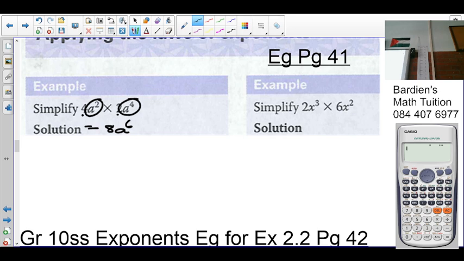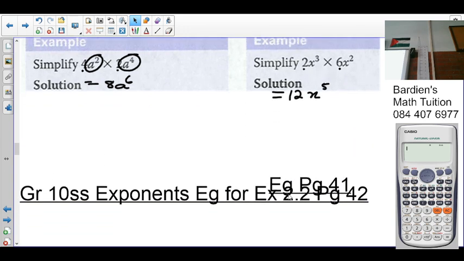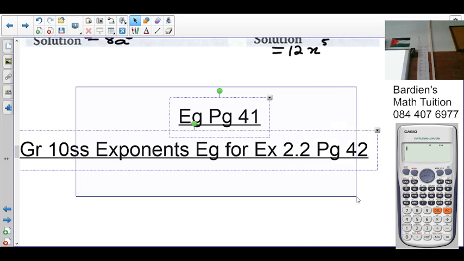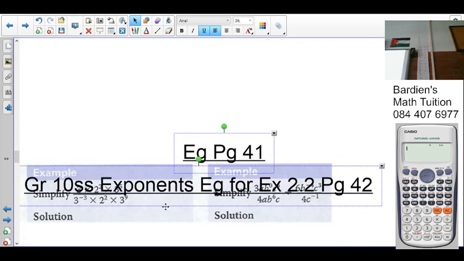Okay. Look at the next one. 2x cubed times 6x squared. 2 times 6 is 12, x to the 5. Remember what is the rule when we're multiplying and the bases are the same? Add the exponents. Is there any confusion here? No. Okay, don't tell me later on, I didn't understand anything.